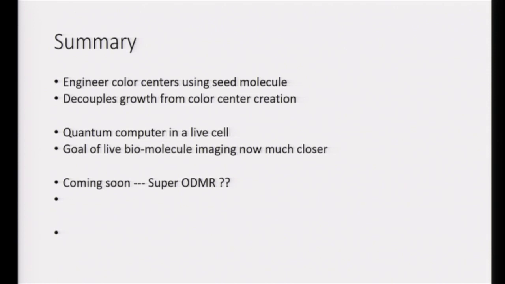And so what I showed you is that we have a way to engineer color centers by using seed molecules. And the idea is we decouple the growth from the color center creation so we can make high quality diamond without having to worry about trying to incorporate the impurities, because they're in the seed molecule. And eventually we want to use this to do things like make quantum computers that work inside a live cell. We want to do single biomolecule imaging, and once we identify this high contrast magnetic resonance center, we want to make a lot of those.